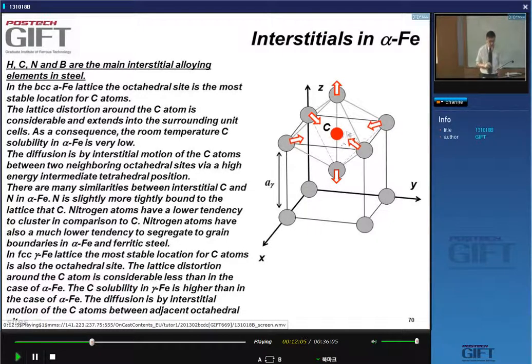Some general things. The carbon is located in octahedral interstices in both alpha iron and gamma iron. The solubility of carbon in alpha iron is extremely low. And the reason is that even in the octahedral sites, where you find the carbon, where the carbon is located, you will have considerable lattice distortion. And so when we put in a carbon atom in an octahedral site, it distorts the octahedron. It expands the octahedron in the z direction, and it contracts it in the plane of the octahedron. And nitrogen does the same.